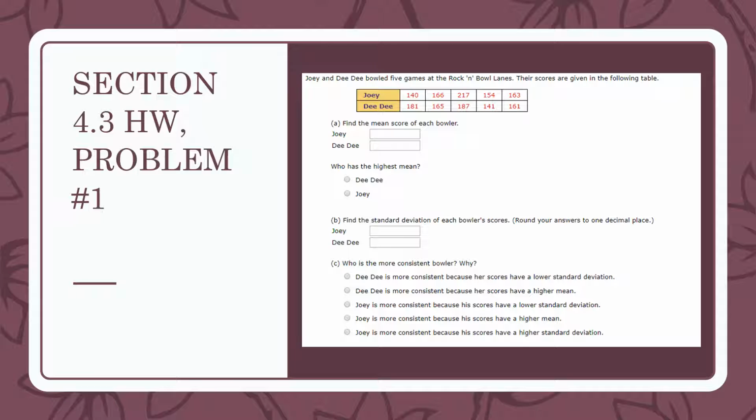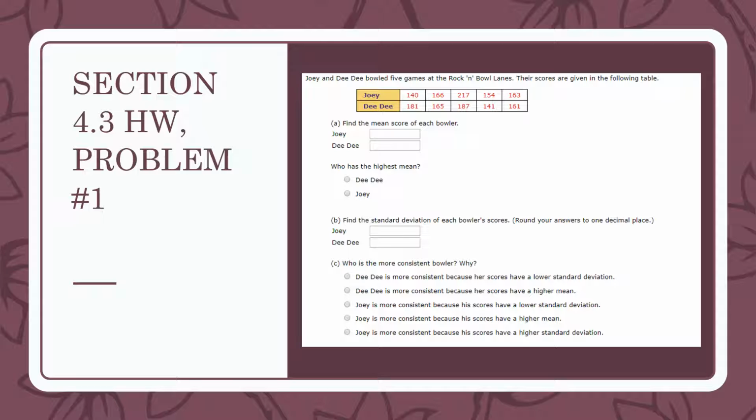So you can see this problem, it says Joey and Dee Dee bowled 5 games at the Rock and Bowl lanes. Their scores are given in the following table. As always, remember that the numbers that are in red, those will be different on your assignment. So I'm just showing you how to do it. You'll have to plug in your numbers to get your answer. Part A wants you to find the mean score of each bowler. Super simple, you're just going to add up their scores. So for example, we'll add up Joey's scores and then divide by 5. That'll tell you Joey's mean score.